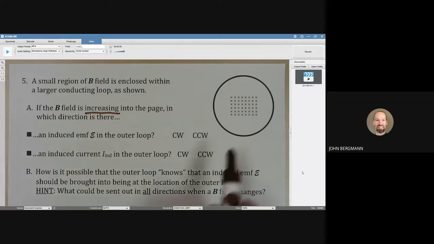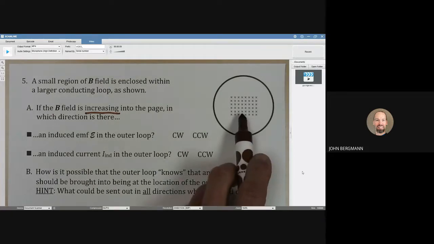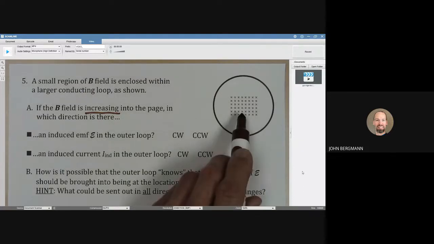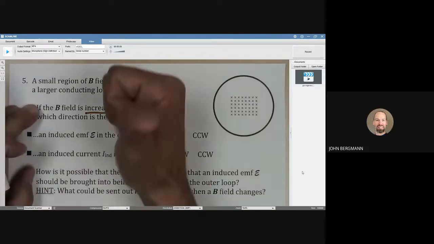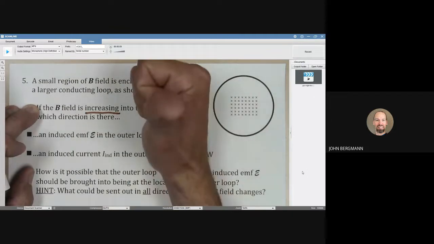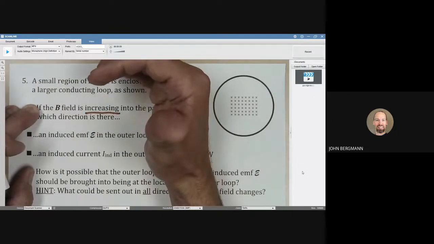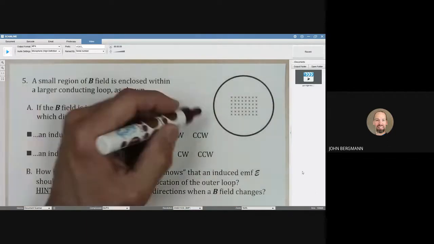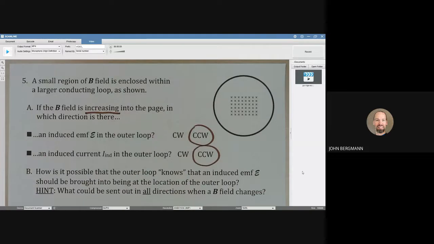Lenz's law says that if we have a magnetic field directed into the page and it's increasing, Lenz's law says, I don't like change. I don't like that it's increasing. So I'm going to fight that with my thumb. If it's increasing into the page, then we're going to fight it with our thumb. And which way is the induced EMF and the induced current? We're going to go counterclockwise.